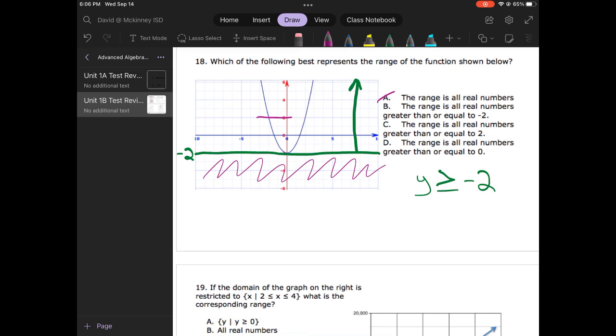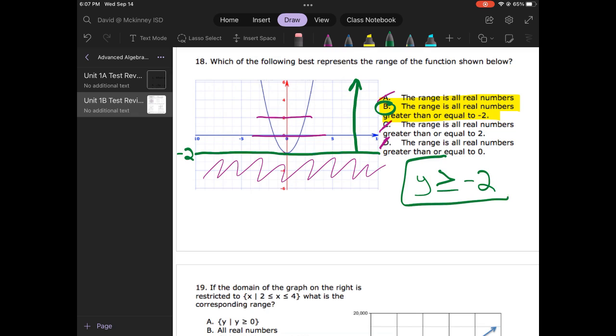When I look at C, it says the range is all real numbers greater than or equal to a +2. But notice there are numbers that are beneath that line, so it's not C. Same thing with D. There are numbers beneath the 0. And so I know that my answer choice is B. The range is all real numbers greater than or equal to a -2.